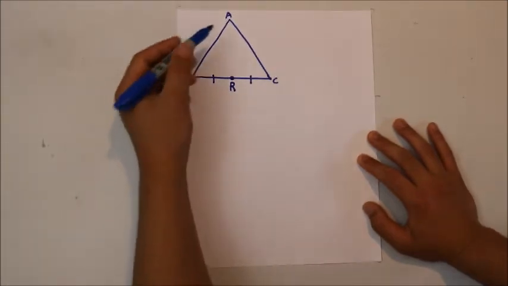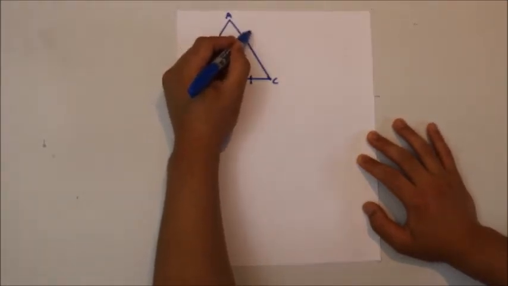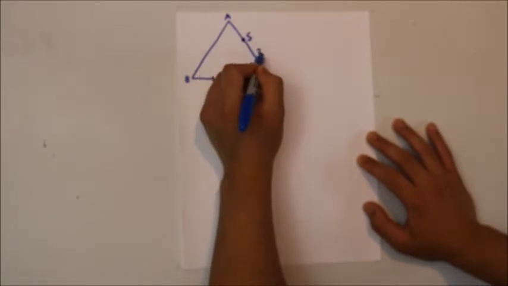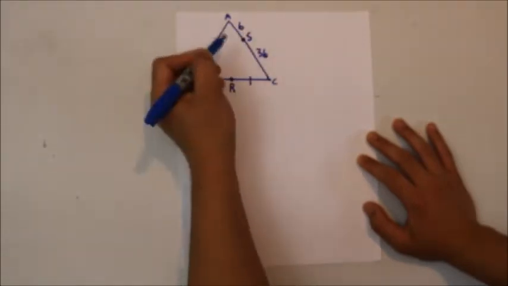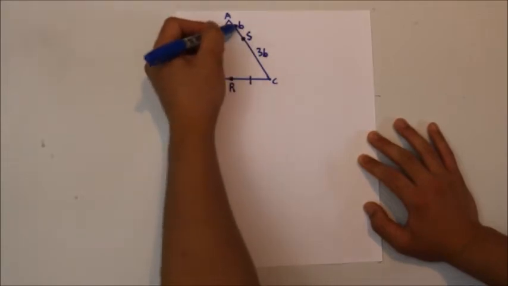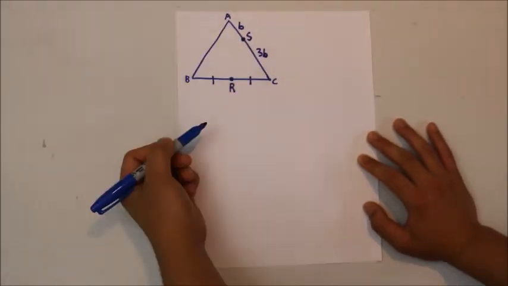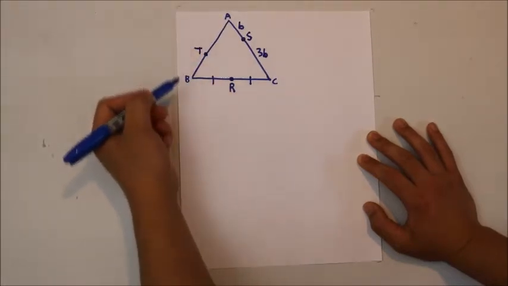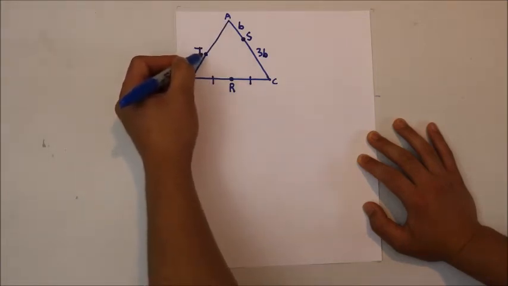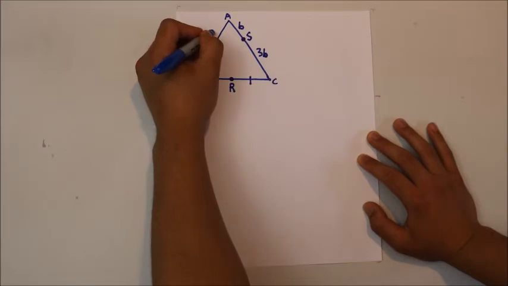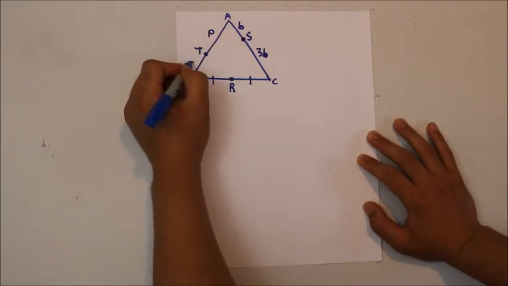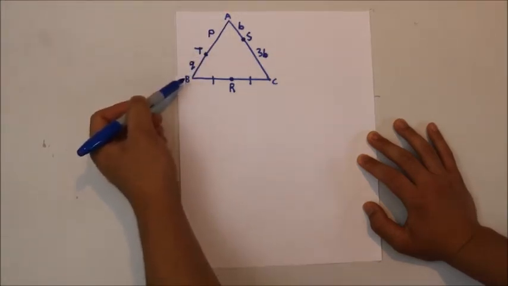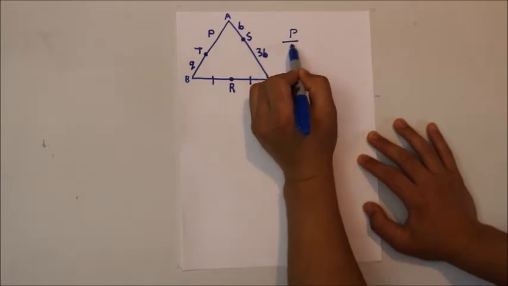There's another point S along AC such that SC is equal to 3 times SA. So we can write 3B here, and then we can write B here because it is 3 times the length of AS. And we have another point along AB, that is T. AT is equal to P, and TB is equal to Q. What we are trying to find is AT over TB, or P over Q.